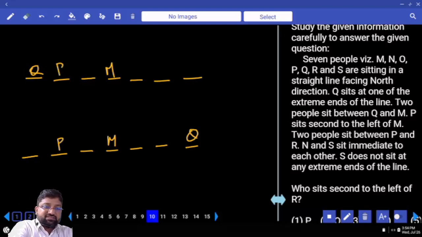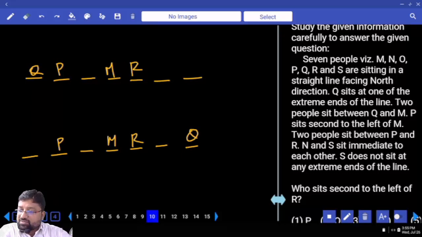P sits second to the left of M. 2 persons sit between P and R. Next, N and S sit immediate to each other. S does not sit at any extreme ends. So N and S are immediate to each other. So how many vacant seats? 2 adjacent seats should be vacant.